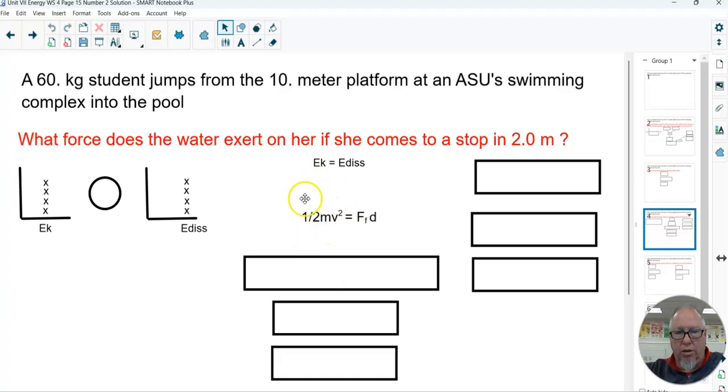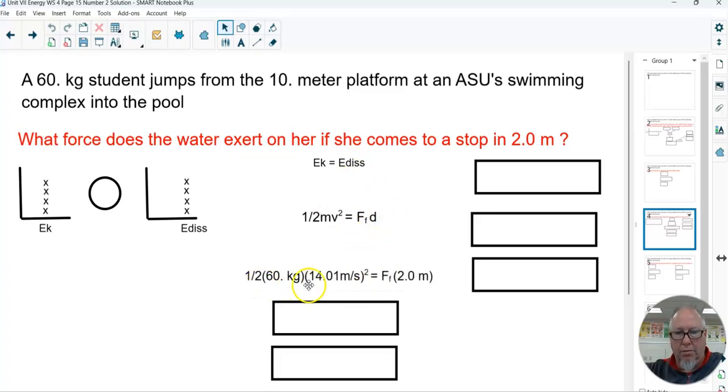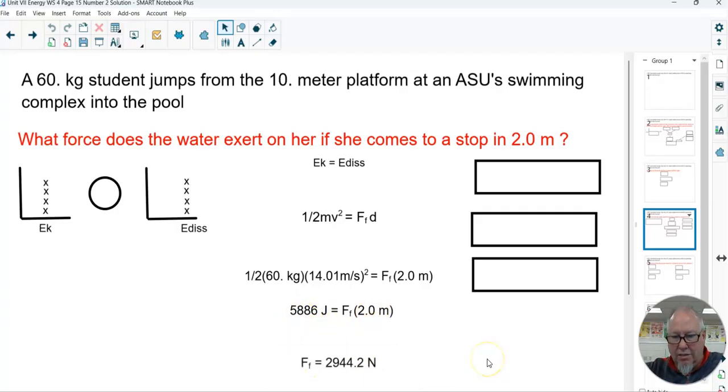This is the formula for kinetic energy, which we just solved in the last problem. This is the formula for dissipated energy. I can plug in my numbers just like I did on the last slide. I know that she's coming to a stop in 2 meters, so the only thing I don't know is the force of friction, and that's what I'm after. What force does the water exert? So plugging in my numbers, I knew this from the last slide, divide by 2, and that's the force that's exerted on the diver when she hits the water.